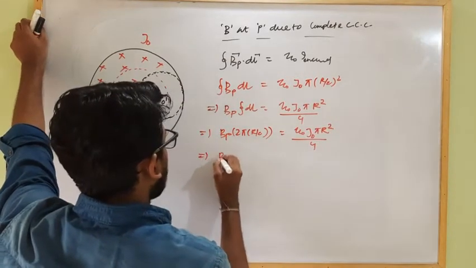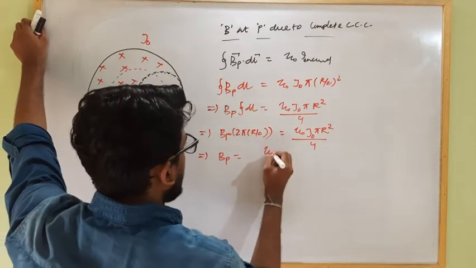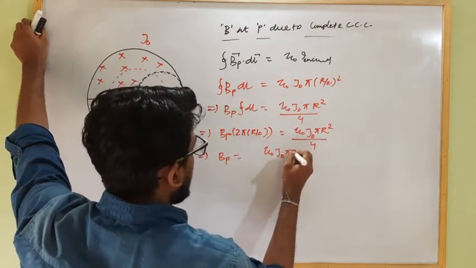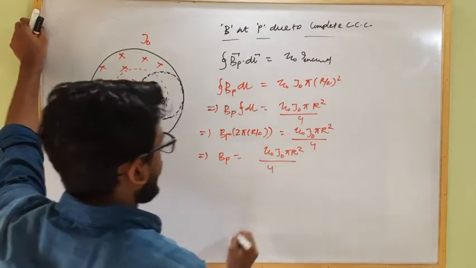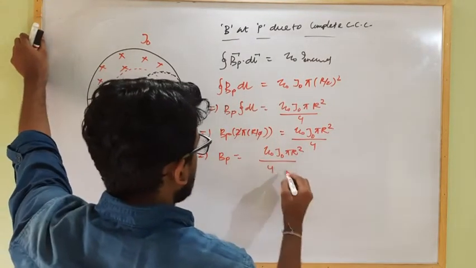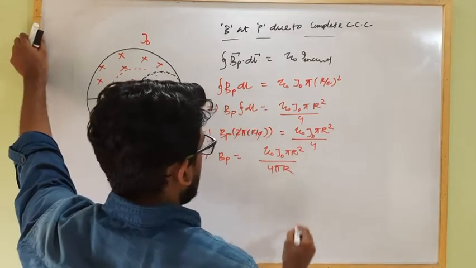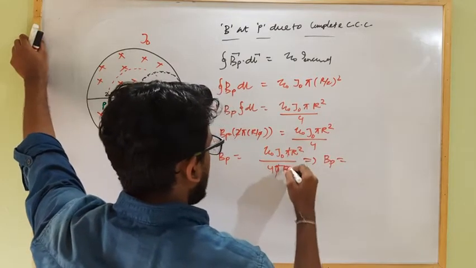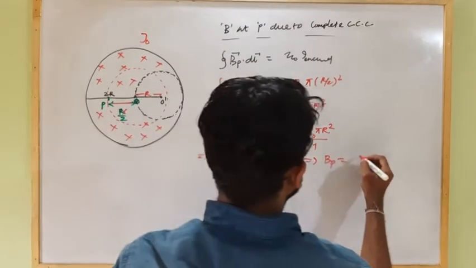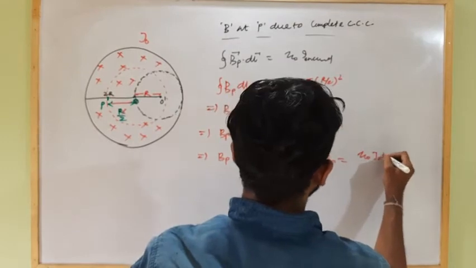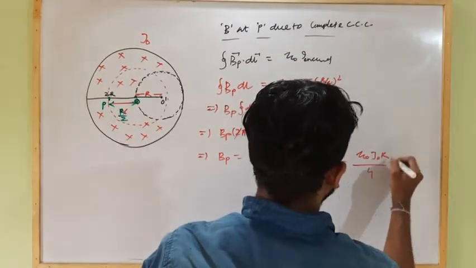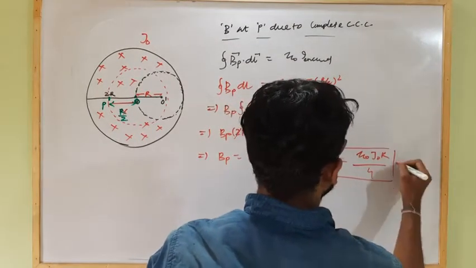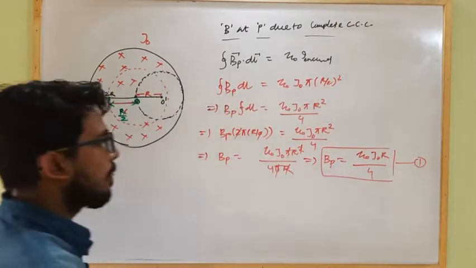So this will become B at P into 2 pi r by 2 equal to mu naught J naught pi r square by 4. This 2 will be cancelled with pi r. So B at P will become how much? Pi cancels, r cancels, mu naught J naught r by 4. Let it be equation 1.